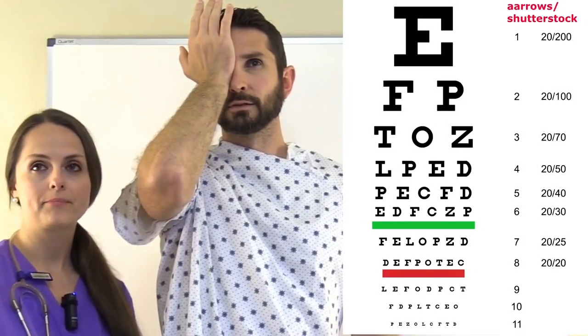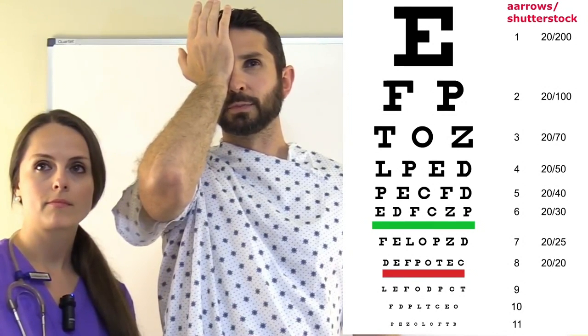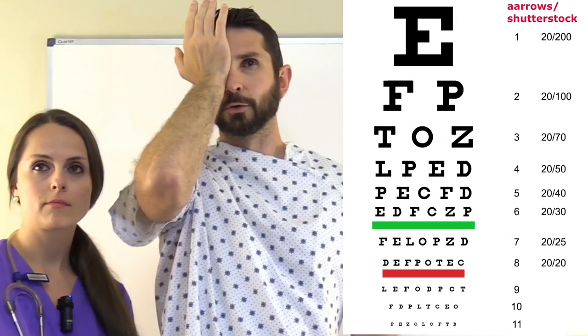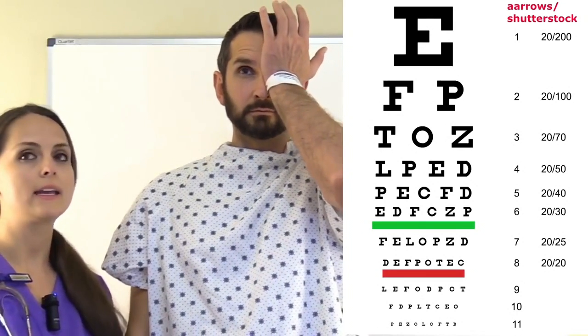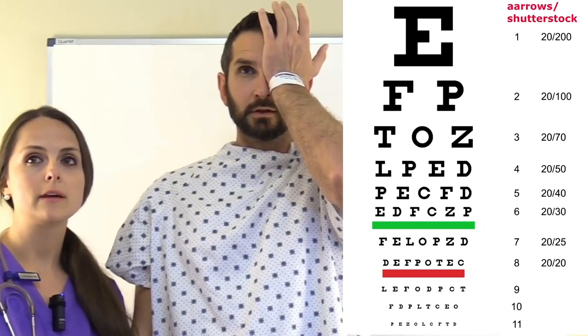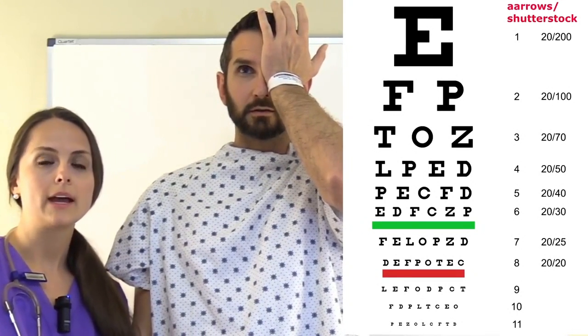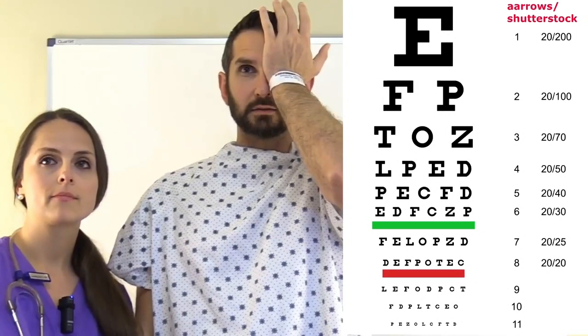Okay, read it for me. D, E, F, P, O, T, E, C. Okay, very good. Now we're going to cover up your left eye. Repeat the same thing with the opposite eye. Again, whatever line you can read, let me know. D, E, F, P, O, T, E, C.